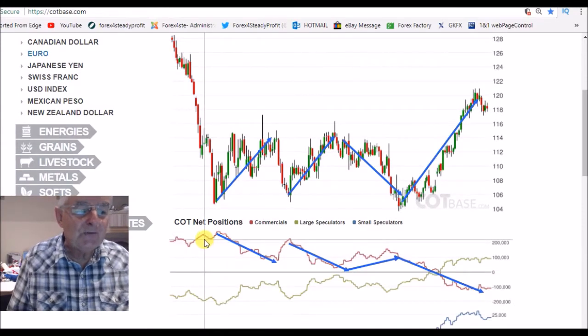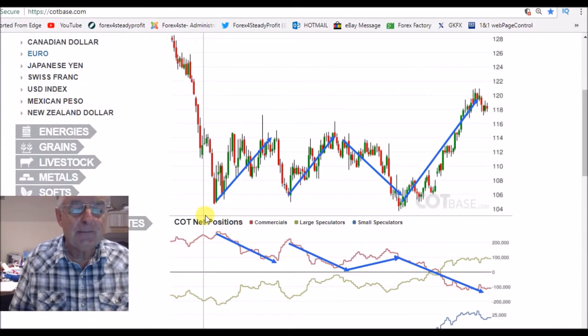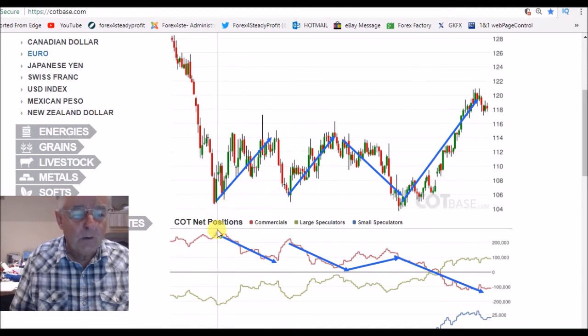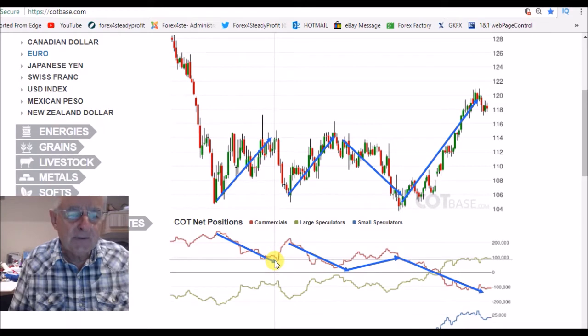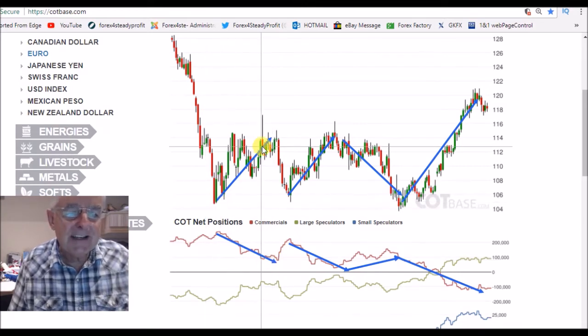Right, here we've got the euro, and this is a 3-year chart, and you can see when the commercials sold off, then the euro gained value.